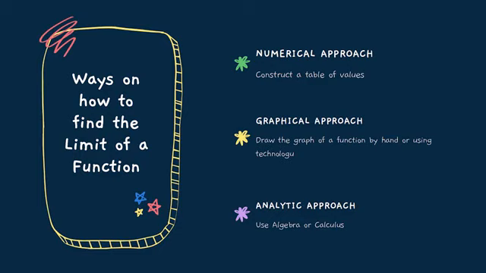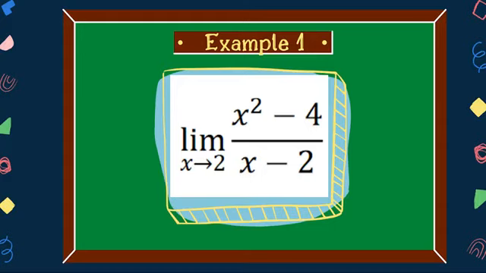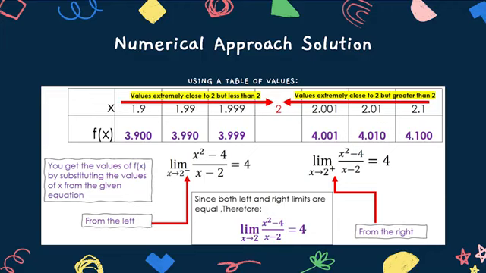So let's start with example number 1. Example number 1 asks: what is the limit of x squared minus 4 all over x minus 2 as x approaches 2? What are we going to do with this problem? Let's start with the numerical approach using the table of values. We construct a table where there is x and there is f of x. As x approaches 2, 2 should be here in the middle. Then we should have values extremely close to 2 but less than 2 on the left side, and values extremely close to 2 but greater than 2 on the right side.